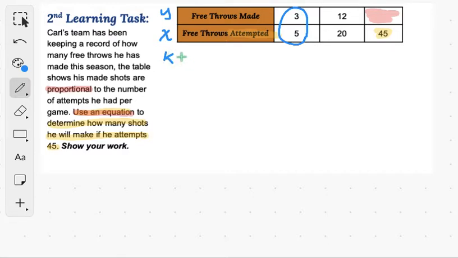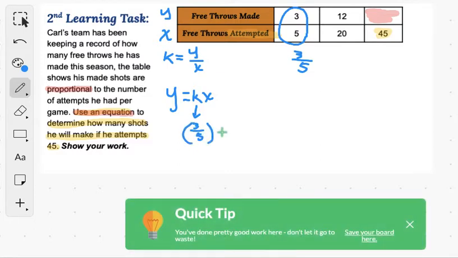As you know, our constant of proportionality, represented by k, is written y over x. So when we write that, we're going to have y equals kx. When we've determined what this is, we're going to put that in where k is in our equation. So 3 over 5 is usually 0.6 if you do the division, but we're going to keep it as 3 over 5.